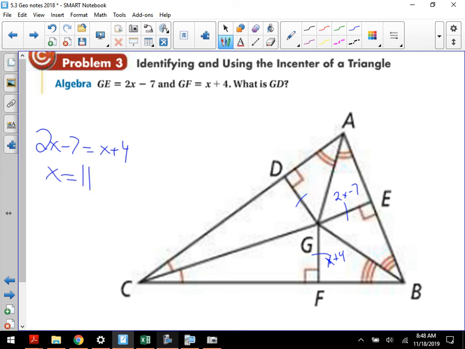Now the problem, though, doesn't say just solve for x. The problem says solve for GD. So GD has to be the same thing as GE, which has to be the same thing as GF. So what's 11 plus 4? 15. So they're all 15.